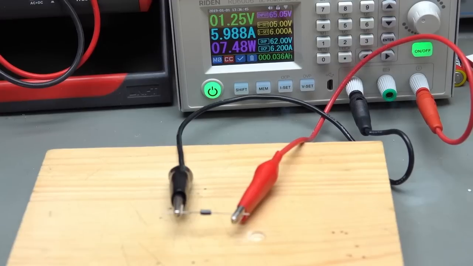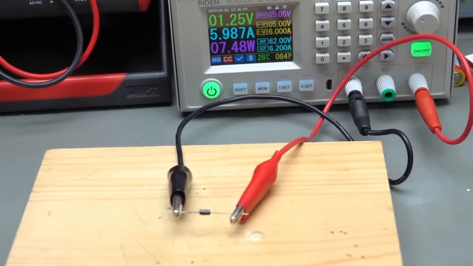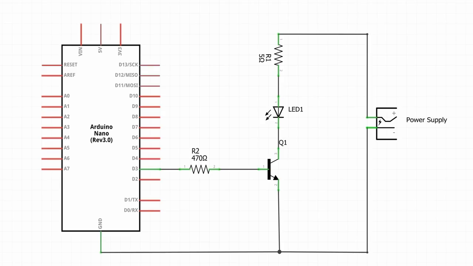Because the Arduino often is the weaker element, it might be destroyed. This is why we need a resistor between the pin and the base of the transistor. But how big should it be? We can make two assumptions.